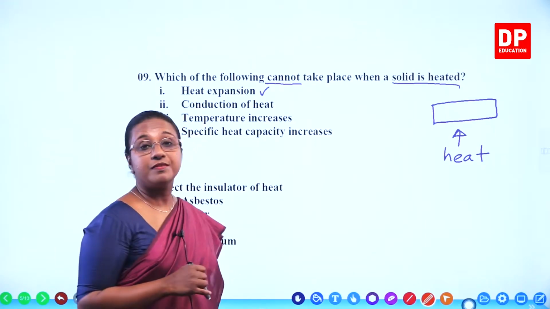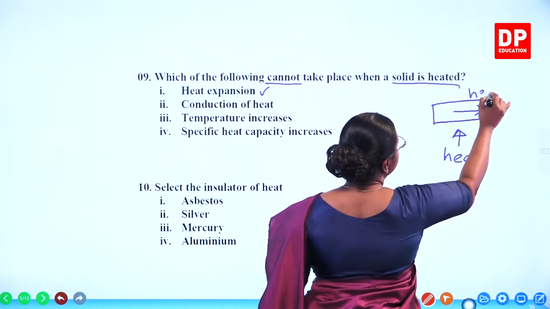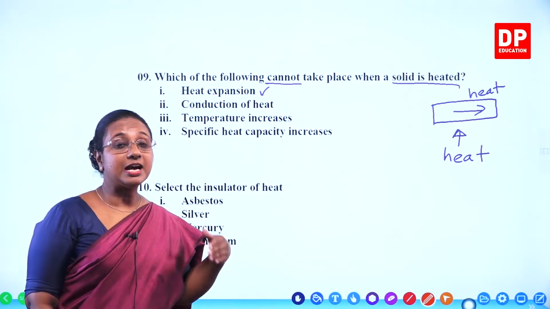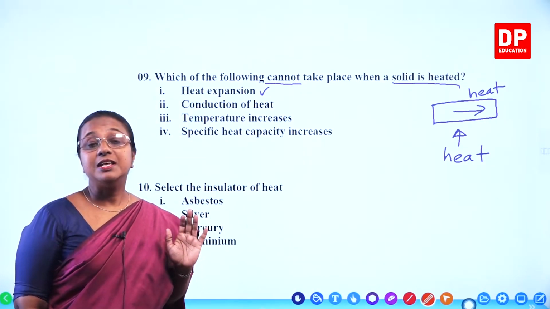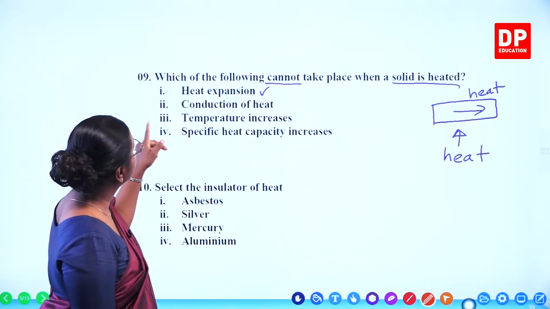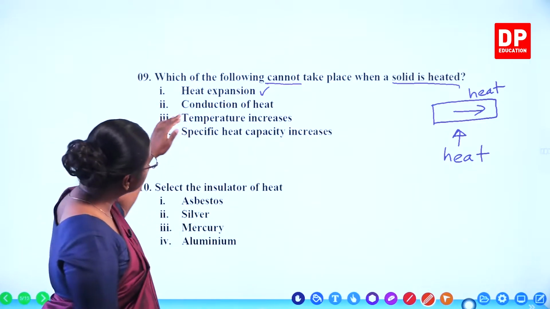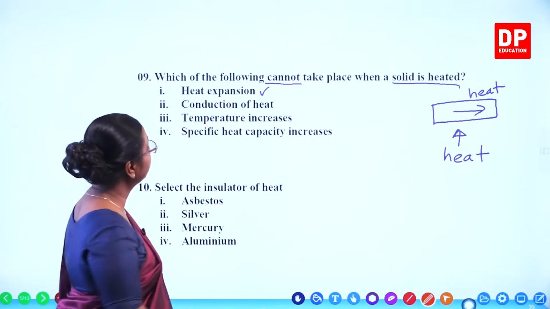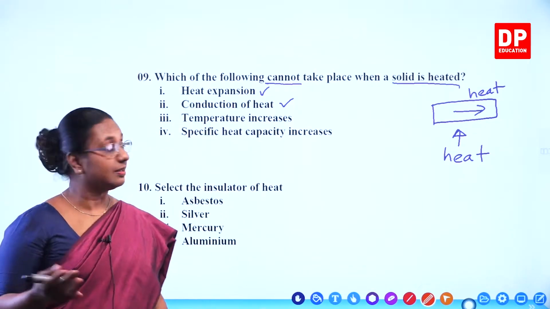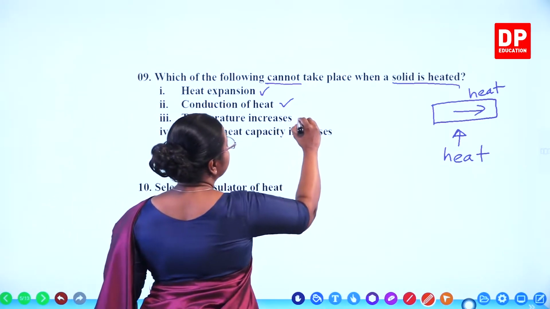Then conduction of heat can take place. From this point onwards, heat can be conducted through the solid. And especially if it is a good conductor, that will happen. But if it is an insulator, there will be no heat conduction. But here, the question is, which of the following cannot take place? This can take place. Conduction of heat can take place. And temperature can increase. That also can take place. It is not a must.